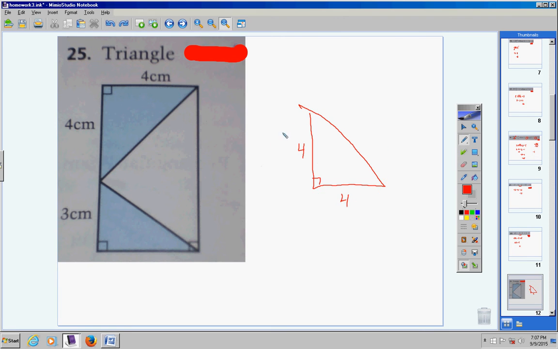So, how do you find the area of a triangle? 1/2 times base times height. So 1/2 times the base, which is 4, times the height, which is 4. This would give you 8. So the area of the blue region up here is 8. Now let's find the area of the bottom blue triangle and then add these two triangles' areas together.